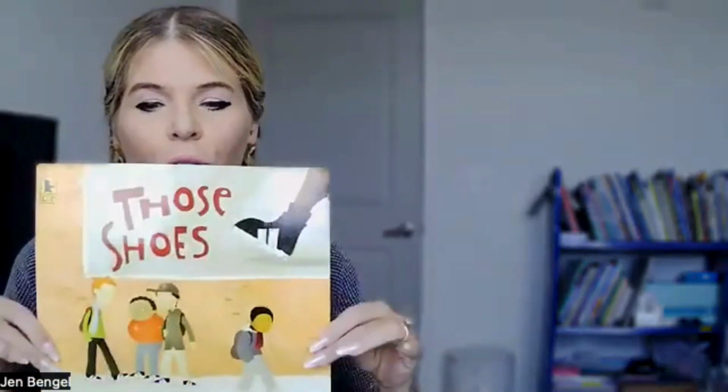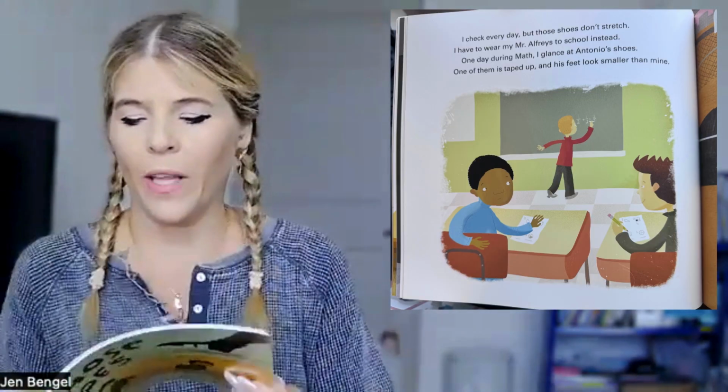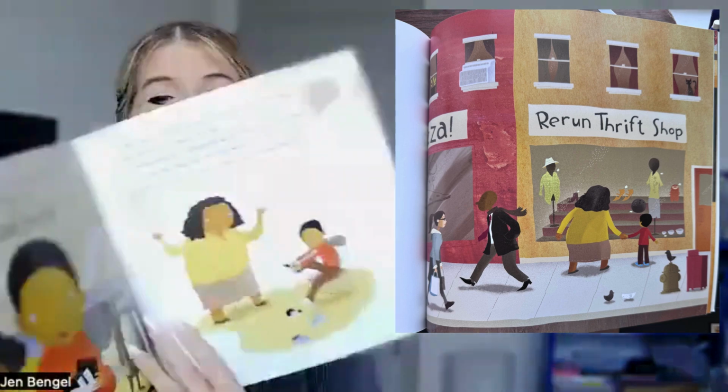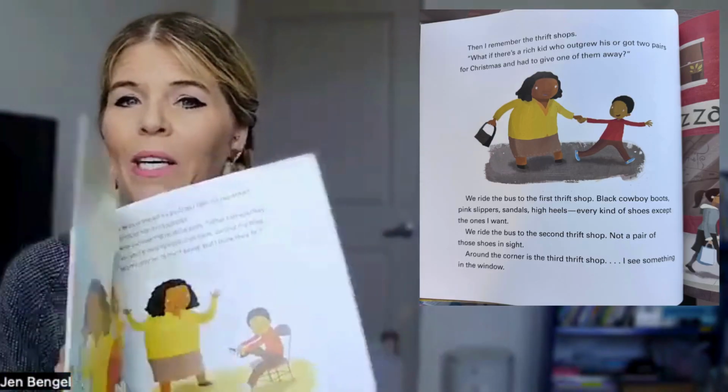The second book I like to use to teach cause and effect is called Those Shoes. It's about a boy who really wants these popular shoes, but they're really expensive. And his mom works really hard and she tries to afford them, but she sends him to school with shoes that aren't those most popular ones.